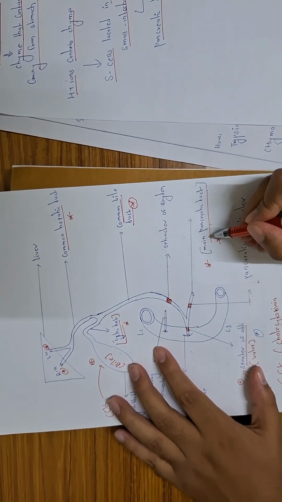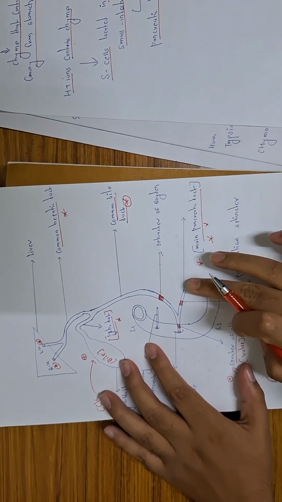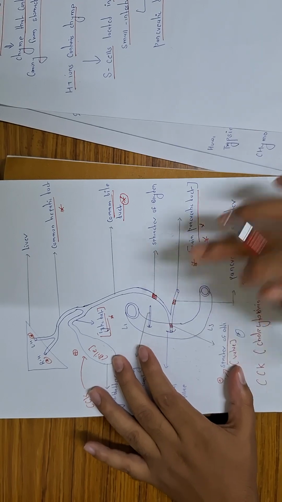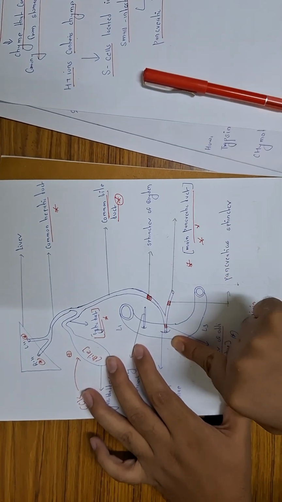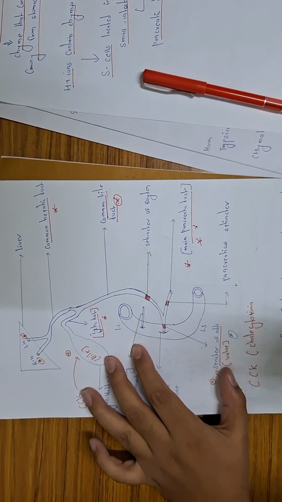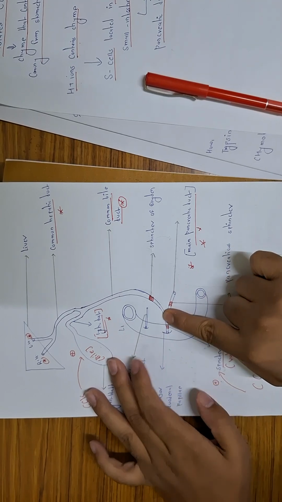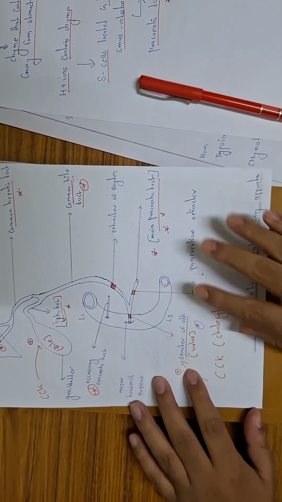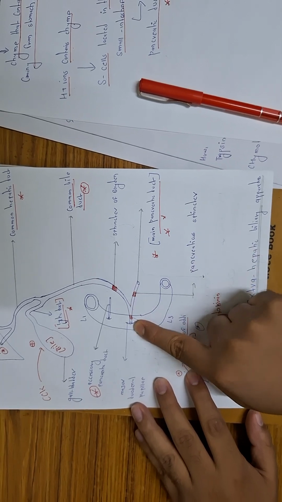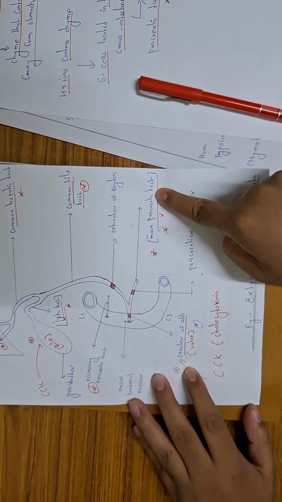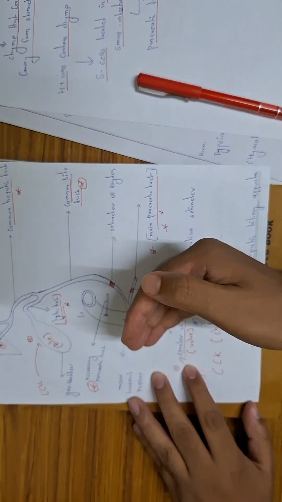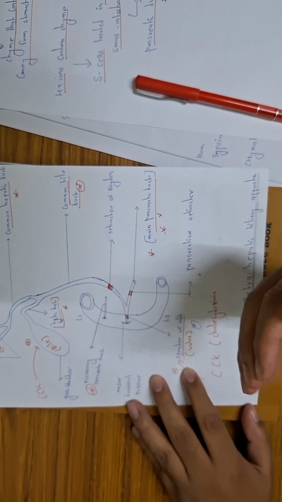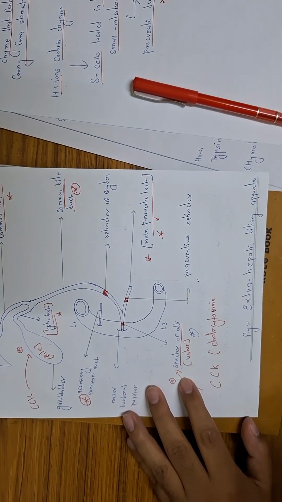We can see that this main pancreatic duct joins with the common bile duct and enters into the second part of the duodenum. But its opening is guarded by a sphincter called the sphincter of Oddi. This opening of the main pancreatic duct and the common bile duct, which open into the second part of the duodenum, is guarded by the sphincter of Oddi.